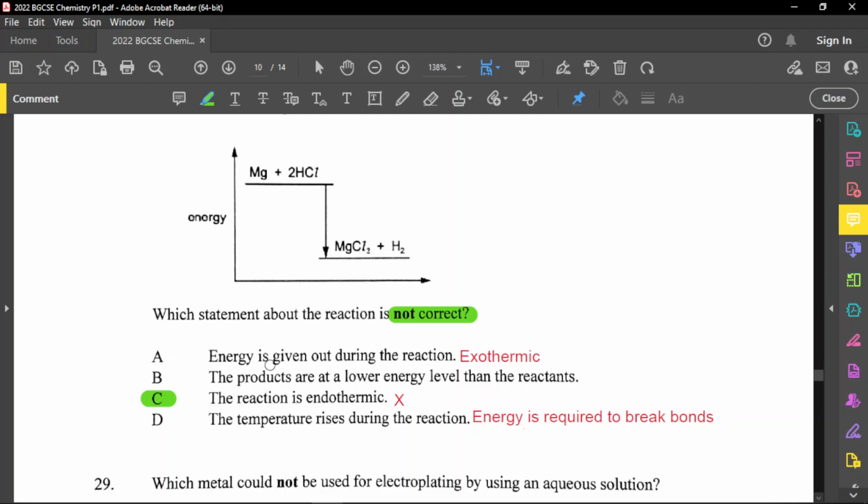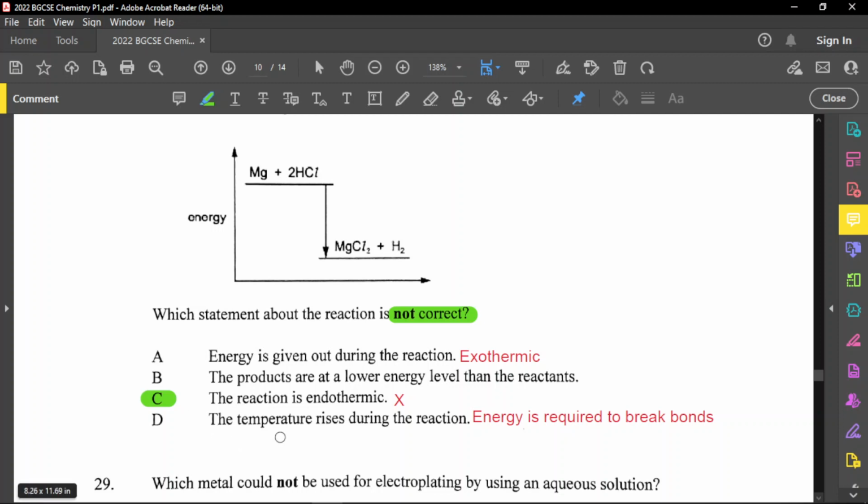A says energy is given out during the reaction, which indicates that it is exothermic. Therefore it is a true statement, because if you have a low energy at the end, that means energy must be given out. We're looking for the one that is not true. So this is an exothermic reaction. B says the products are at a lower energy level than the reactants. Correct, because the reactants are on top, so the energy in the products is lower, which is a true statement. But for C, the reaction is endothermic, which contradicts A, and A is a correct statement. Therefore C is the incorrect statement.